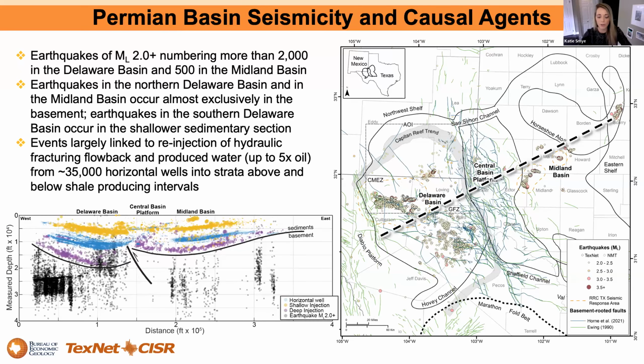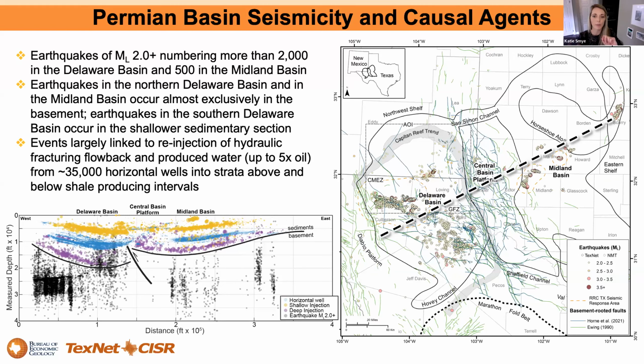So if we focus on the Permian Basin, what I'd like to do is talk a little bit about seismicity and operational influences, and then I'll dive pretty deeply into the geology and talk about our integrated research program here in the Delaware Basin.